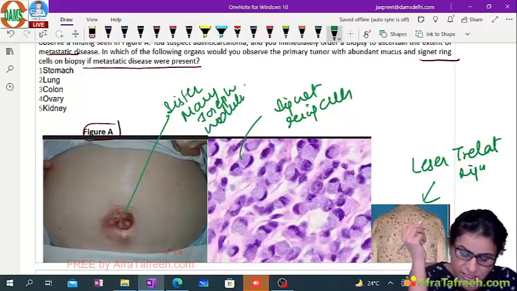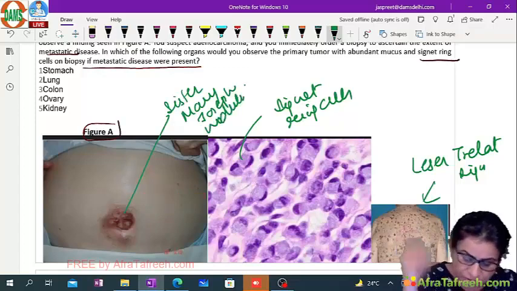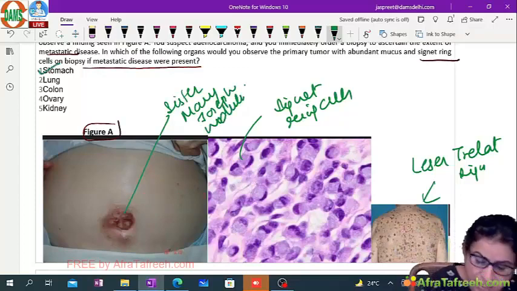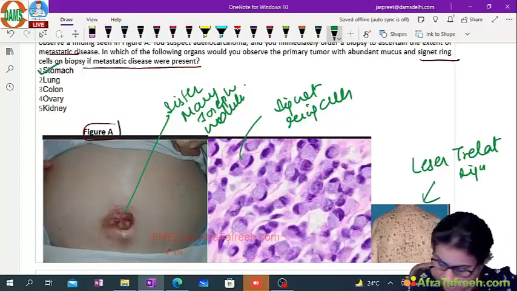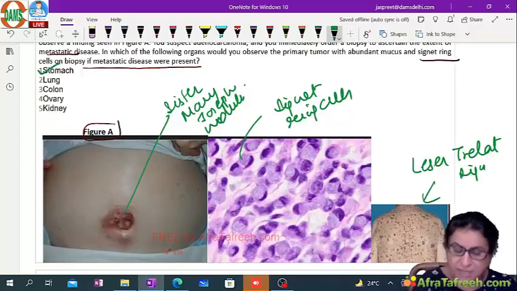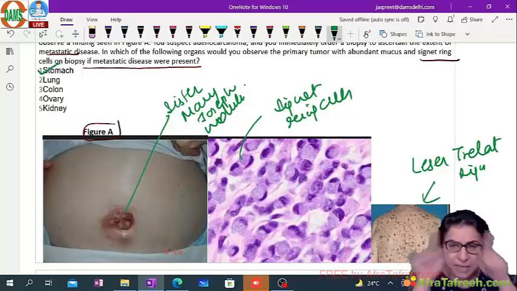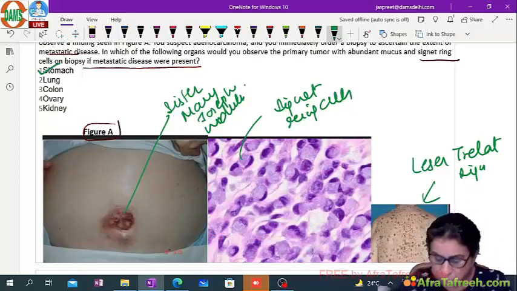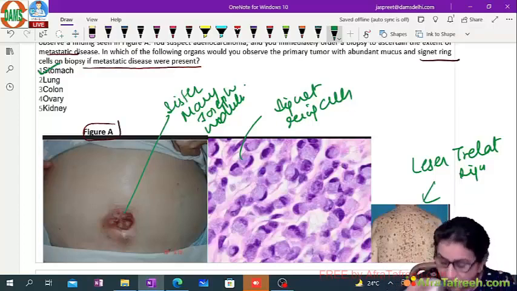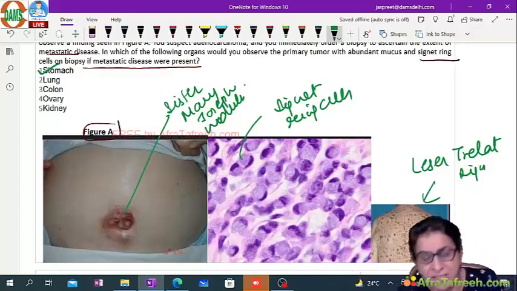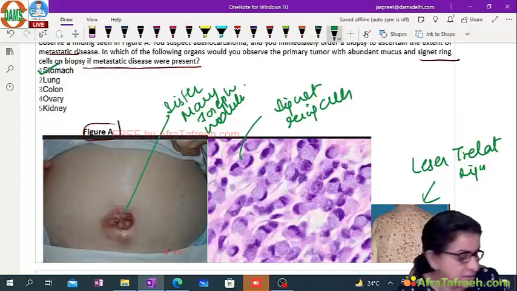So what is the answer to this question? Signet ring cell, answer is number 1. Yes, absolutely, Sridevi. So the answer is stomach. You can see Leser-Trélat sign here, you can see Sister Mary Joseph nodule, that is periumbilical subcutaneous tumor deposits, and microscopy showing how signet ring cells look in diffuse type. So answer is 1, that is stomach.